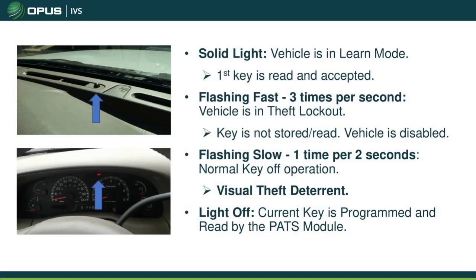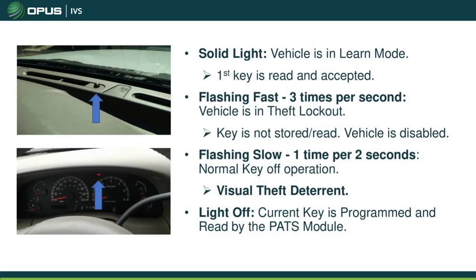If we're flashing fast, about three times a second, it's in theft lockout. We either didn't read the key, the key isn't stored, there should be some kind of DTC related to this fault. Our key off position, that lights once every 2 seconds. It's just a visual theft deterrent. They put that in the system. It's a low draw LED, doesn't drain batteries. It's a visual indicator the system's alive.